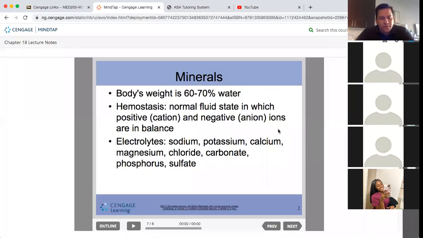So continuing with minerals. The body's weight is 60 to 70% water. Homeostasis is present when there is a normal fluid state in which positive cations and negative ions are in balance. Electrolytes like sodium, potassium, calcium, magnesium, chloride, carbonate, phosphorus, sulfate, all these are necessary for homeostasis.